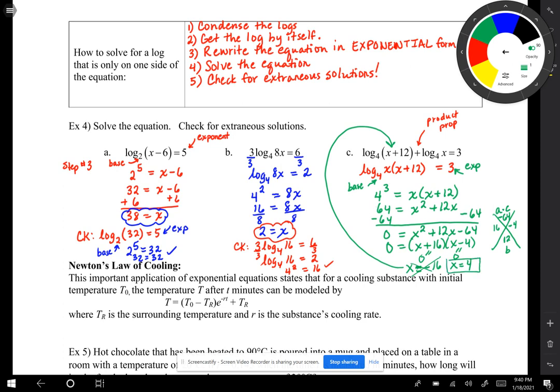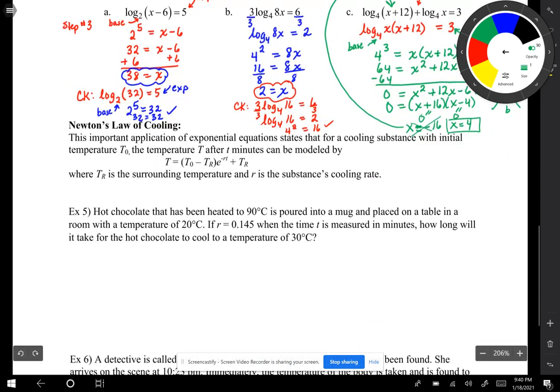I just don't have room to do it here, but you can go back and check it. 4 plus 12 is 16, and then the other one is going to be 4. They're both positive, so it checks beautifully.